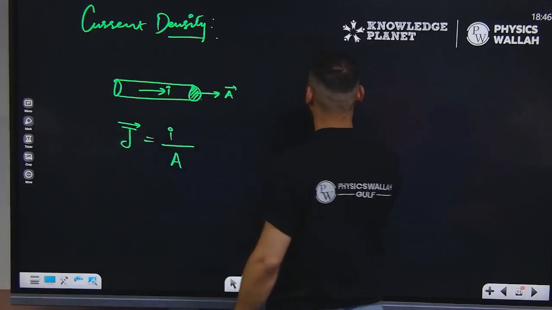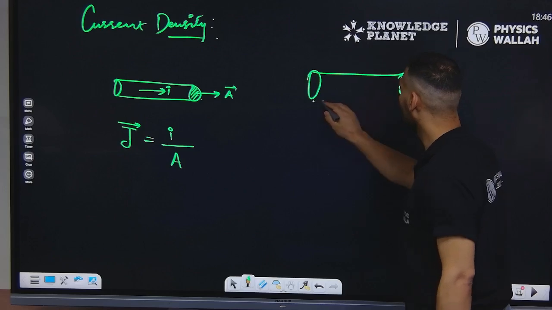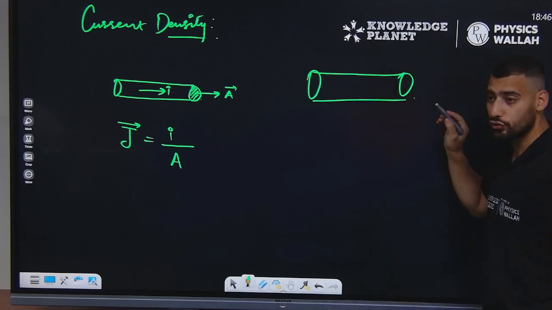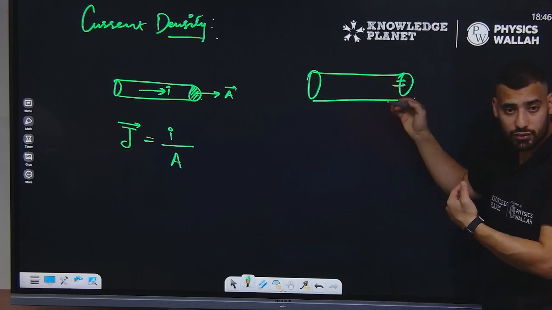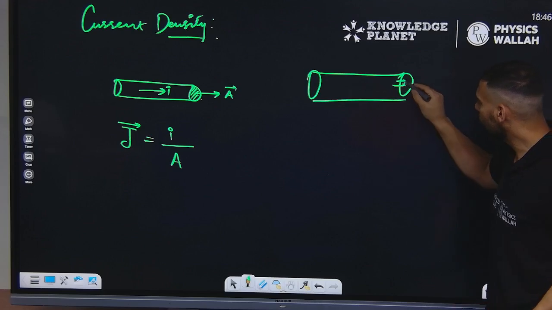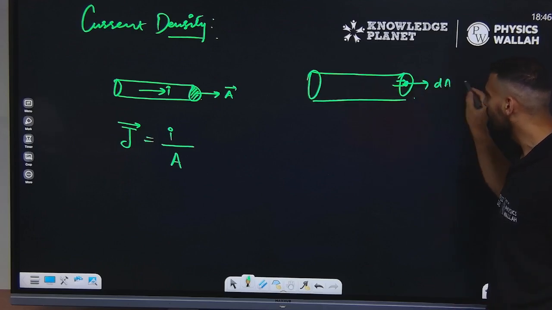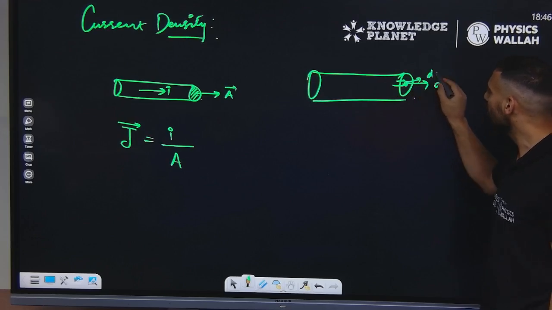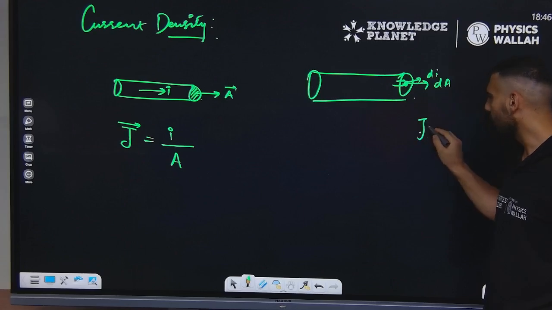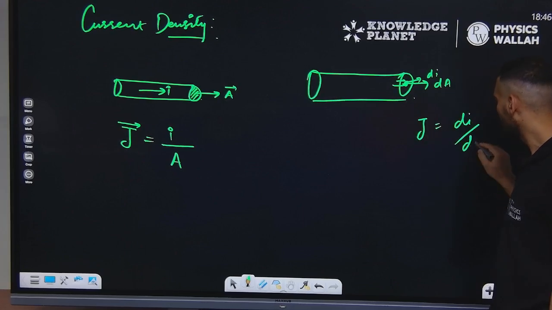Sometimes the current is variable. Okay. In such situations, what do you see? Some current is flowing here, some is flowing here. There is not uniform current throughout the area. In that case, what do you take? You take a small area dA, and you take a small current dI, and then find J again, which is dI over dA.